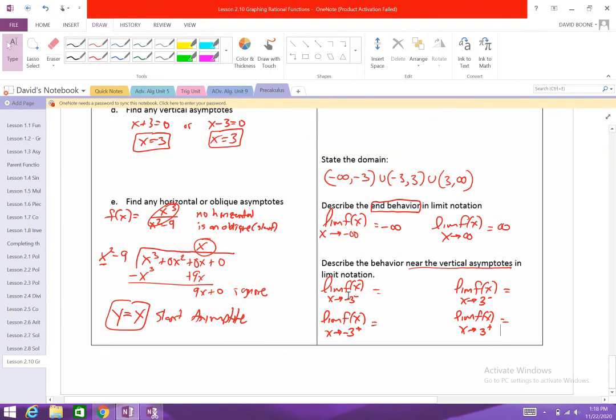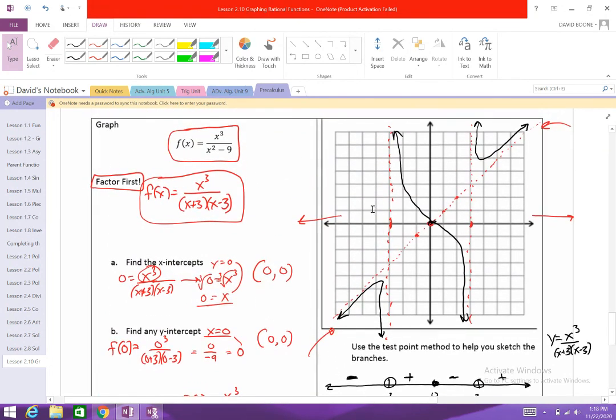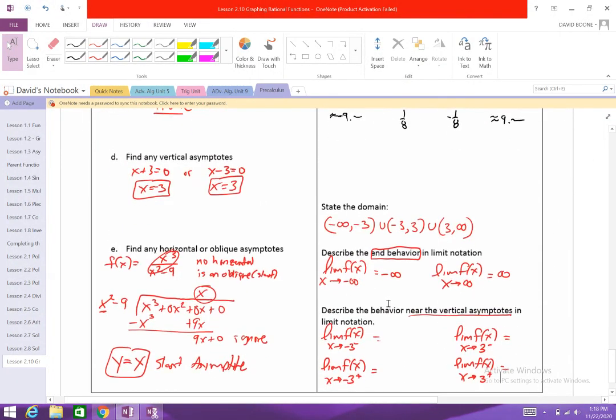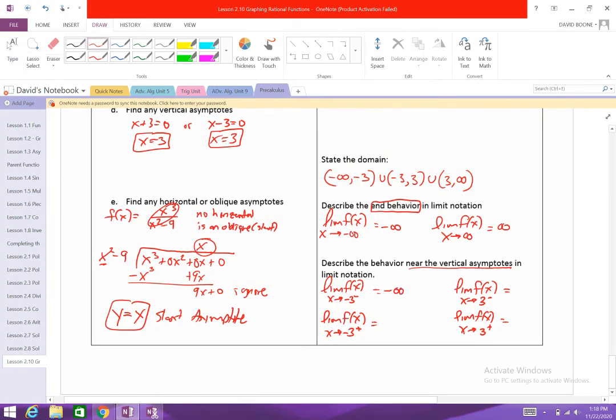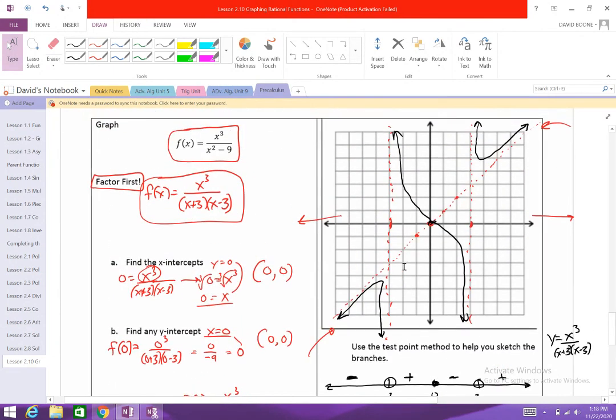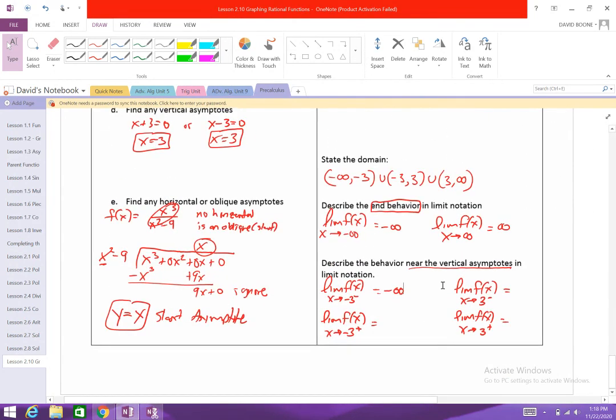So here, if I go back up and look at the function and look at how I am approaching -3 from the left. So as I approach -3 from this left side, the graph looks like it's going to go down to negative infinity. As I approach -3 from the right side, so here I'm coming in from the right side, and as I approach -3, it looks like that graph is going up to positive infinity.